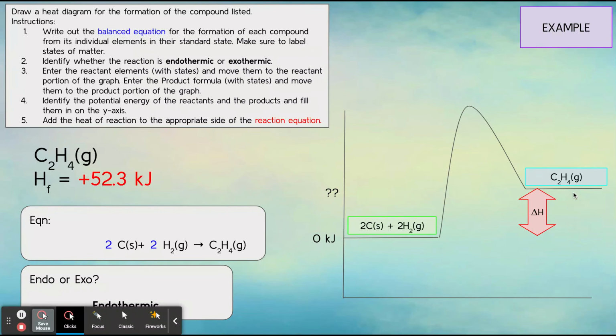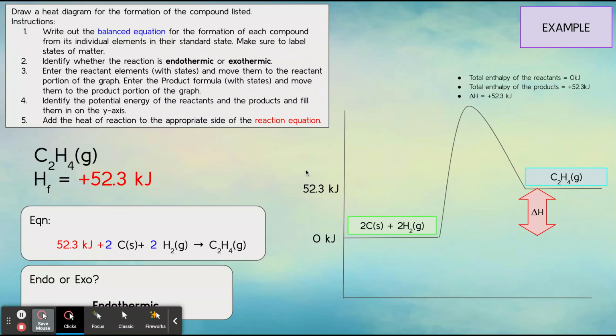Okay, and so my products are going to end. They're going to have a net absorption of 52.3 kilojoules. And what this diagram is telling me is that the total enthalpy of my reactants is 0 kilojoules, and the total enthalpy of my products is 52.3 kilojoules. Okay, and so overall, the change in enthalpy for this reaction is absorbing 52.3 kilojoules per mole of C2H4 that is formed.